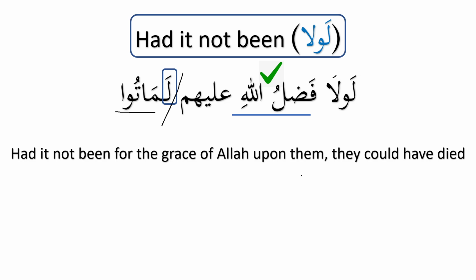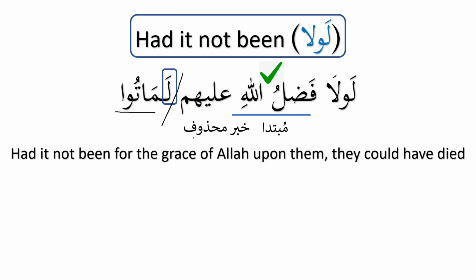One more thing we need to know, that after لولا, we always have مبتدأ. So فضل الله will be مبتدأ. And we know that جار مجرور cannot be مبتدأ. And we know that whenever there is a مبتدأ, there has to be a خبر. And here, خبر is always محذوف. It is always omitted. تقديره موجود. So basically the sentence is لولا فضل الله عليهم موجود لماتوا.